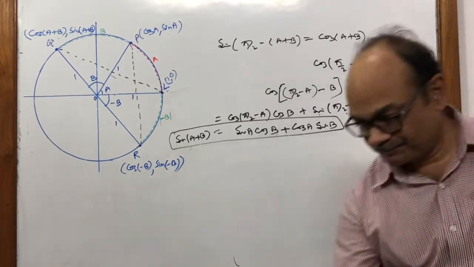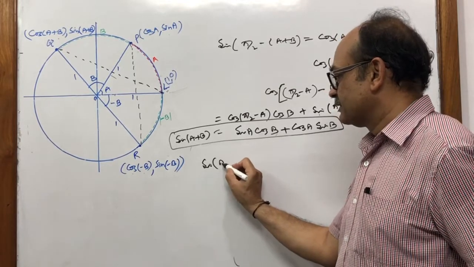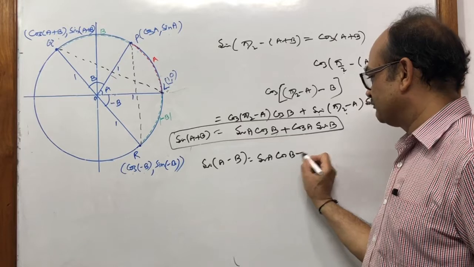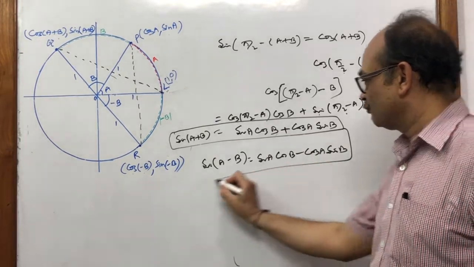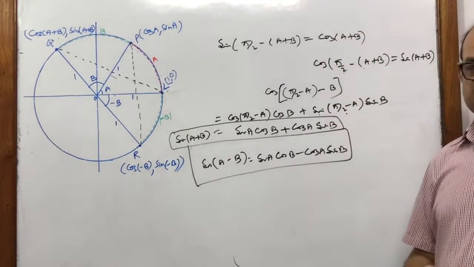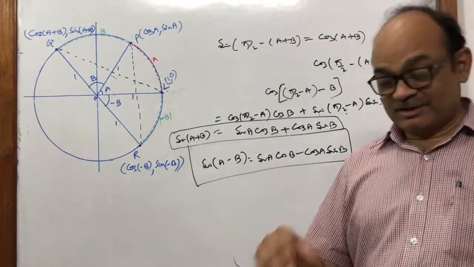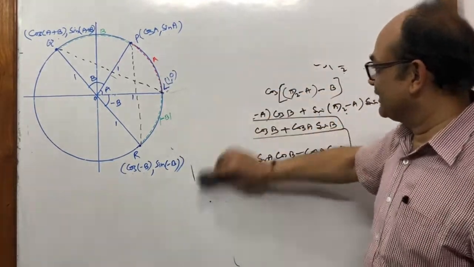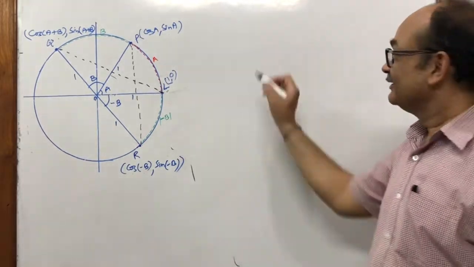For sin A minus B, similarly, you can derive sin A cos B minus cos A sin B. Very, very important forms: sin A plus B, sin A minus B, cos A plus B, cos A minus B. Now using sin and cos, you know what is tan? A small change again. We'll have the formula of tan and cot.